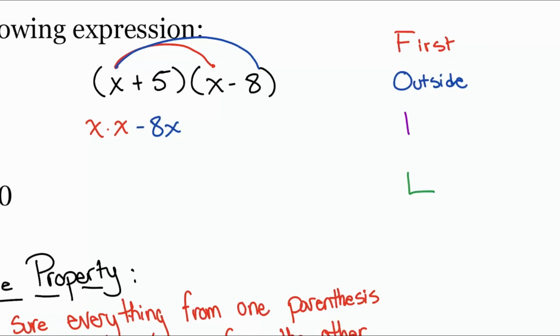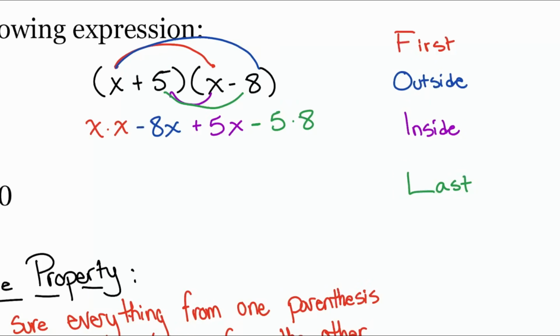Next, everybody, what does the I stand for in FOIL? The I ends up standing for inside or inner. I'll go ahead and write inside. Either way is fine. And so we have the inside terms, the ones that are closer to each other on the inside, 5 times x. So that'll be 5x. And then we have last, or L, and that's going to be the 5 multiplied by the negative 8. So we'll have a minus and a plus, a negative times a positive. That's going to end up being a negative or a minus operation. And then we have 5 times 8.